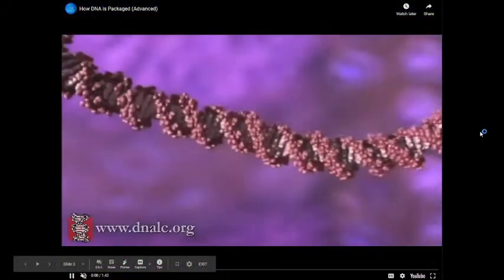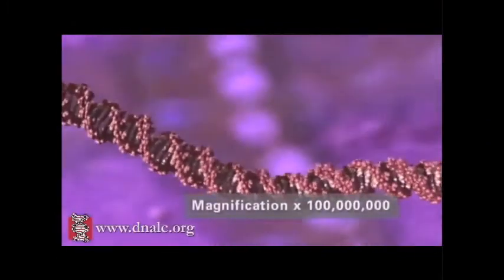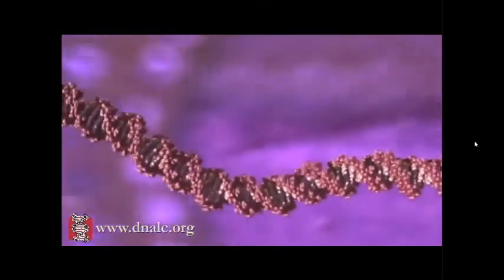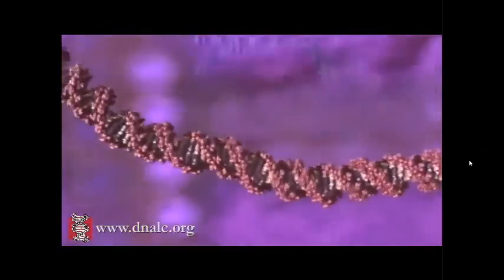right here, and it's not going to have any sound, so I'm just going to talk over it. But this is a piece of DNA. It's magnified 100 million times. It's unbelievably small. But right there, see those little spots right there? Those are the base pairs.